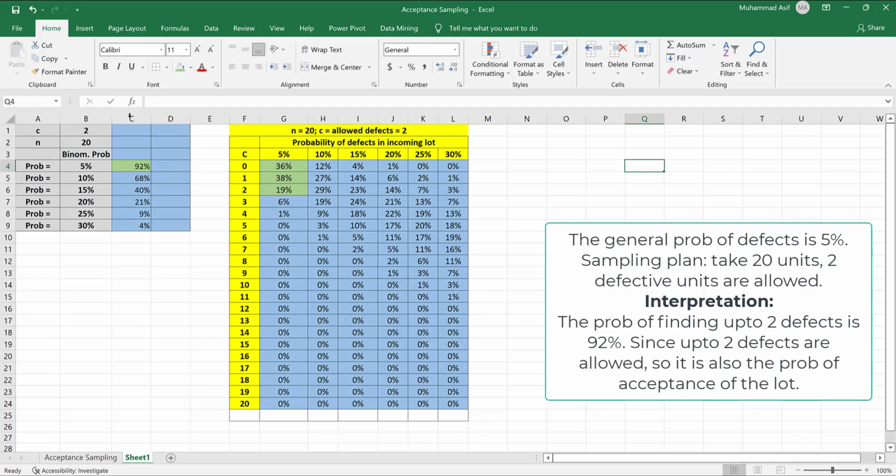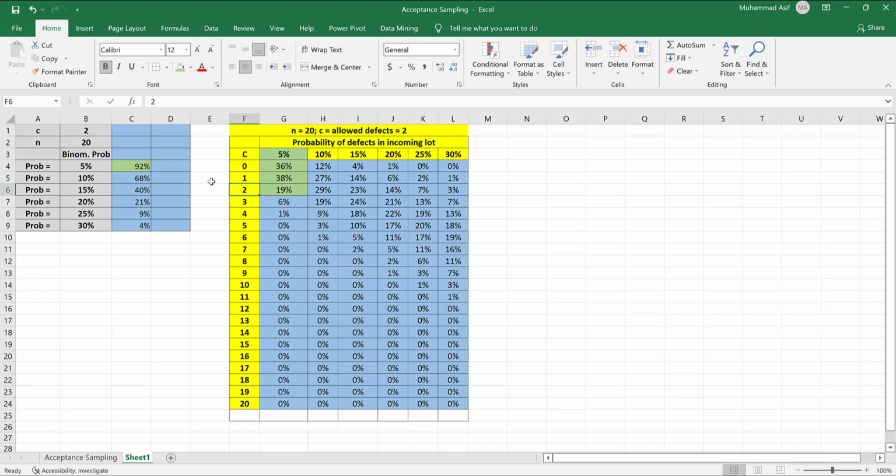Now the interpretation of this acceptance sampling plan is that 92% is the probability of finding 2 or fewer defects in that lot. And because 2 is the number to which you have already agreed, because it's a part of your sampling plan where the number of allowed defects is 2, we can say that the probability that this lot will be accepted is 92%.